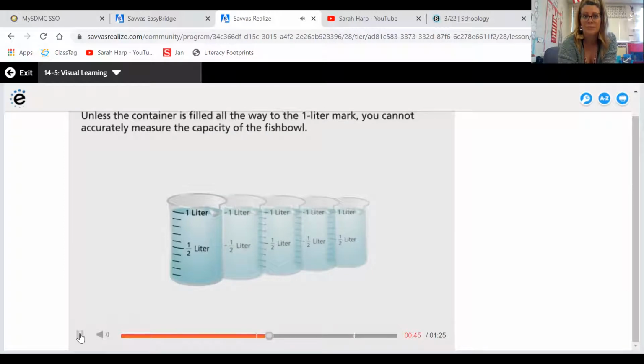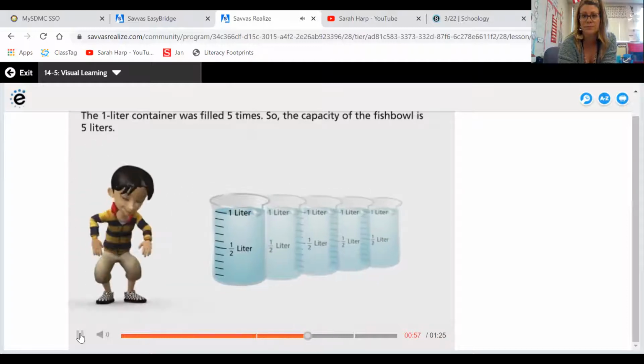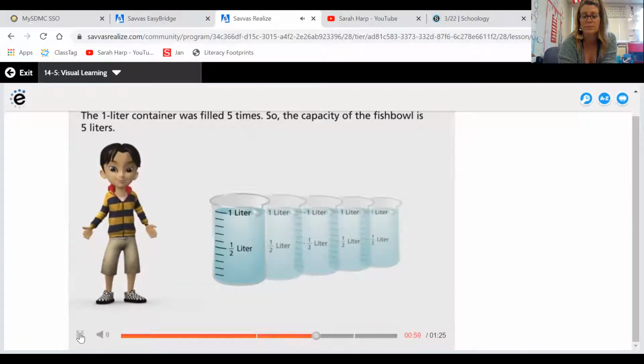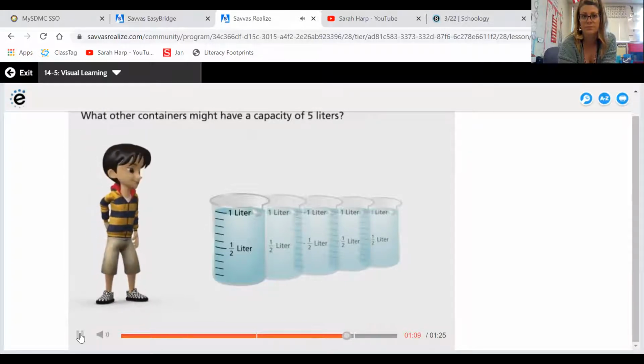Unless the container is filled all the way to the 1-liter mark, you cannot accurately measure the capacity of the fishbowl. The 1-liter container was filled 5 times. As you work, it is helpful to keep a record of the measurements made. So, the capacity of the fishbowl is 5 liters. What other containers might have a capacity of 5 liters?